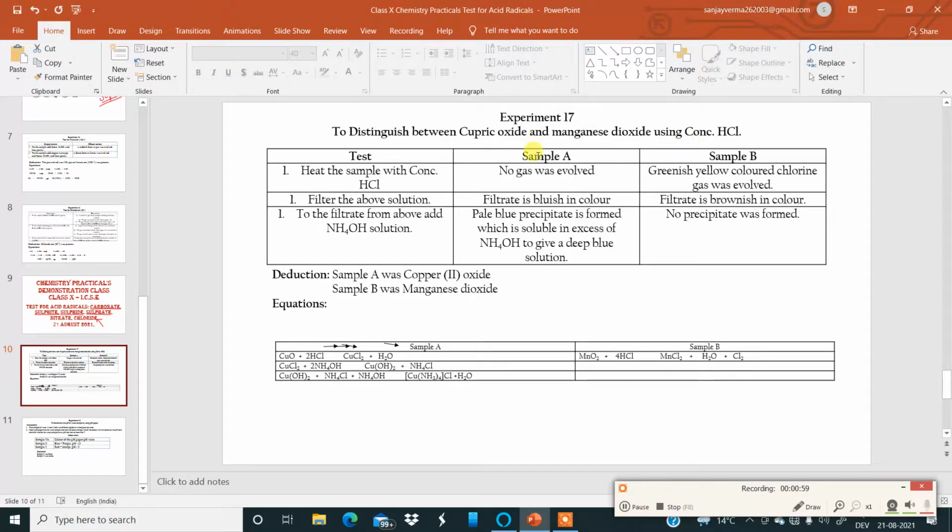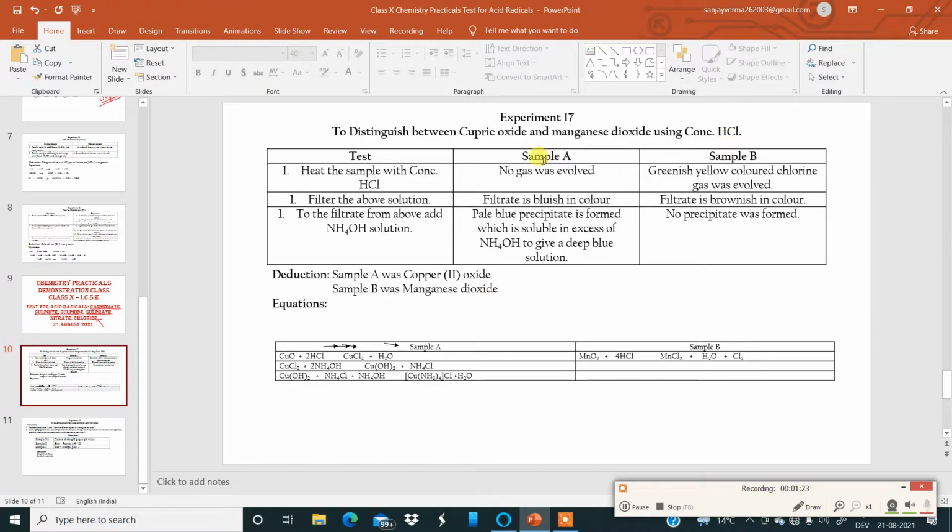Now here I have taken two samples, sample A and sample B. Sample A is supposed to be copper(II) oxide, which is a black colored powder. It is a black colored powdery substance. And sample B is manganese dioxide, and sample B is also a black colored powdery substance.